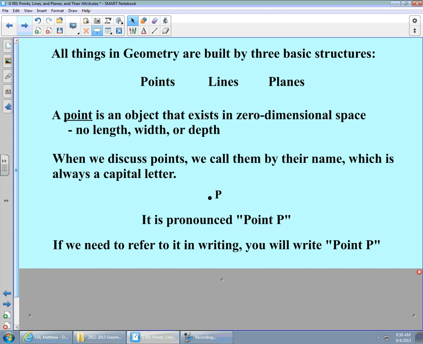If you need to refer to it in writing form, in the middle of a full sentence or something like that, you will actually write out point P. Don't just throw the letter down there, actually identify what type of structure it is, and then its name. That is how we're going to identify many of the things that we look at in geometry this year.